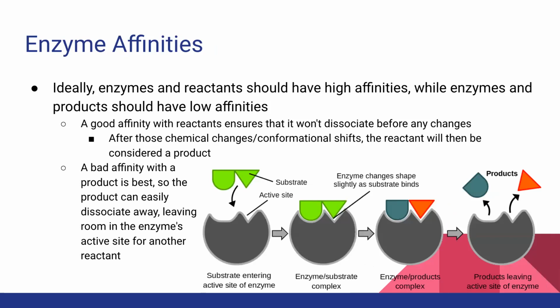And then enzyme affinities. Usually enzymes should have high affinities for their reactants, and you should have a lower affinity for products, just because you want the product to dissociate and do what it has to do in the cell. And a good affinity with the reactant makes sure that the reactant isn't going to dissociate before the enzyme does its job and yields product. That's it. Just know that your affinity for product should be lower than your affinity for substrate.